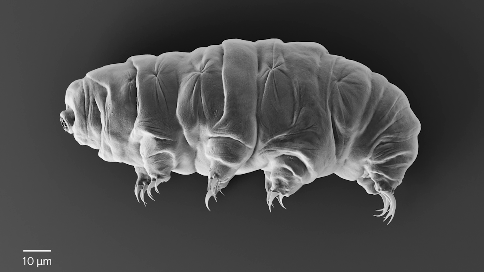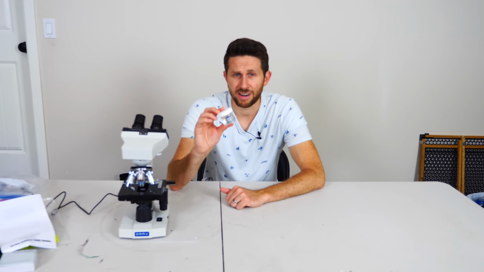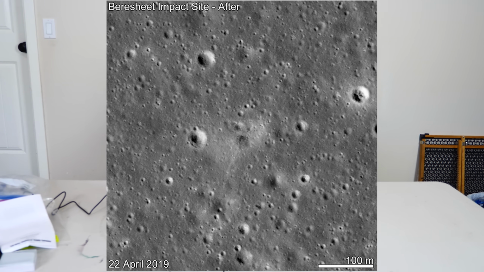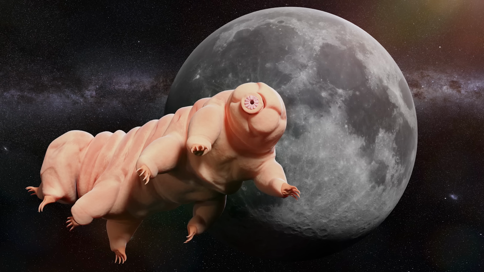Now these are little tiny animals that can survive extreme conditions. Supposedly they can survive without any water, they can survive without any air, but unfortunately that Bereshit spacecraft crashed on the surface of the moon. So now we have these samples of tardigrades spread on the surface of the moon. The question is, are they going to survive?